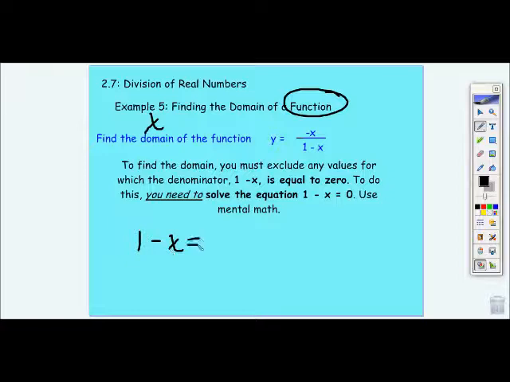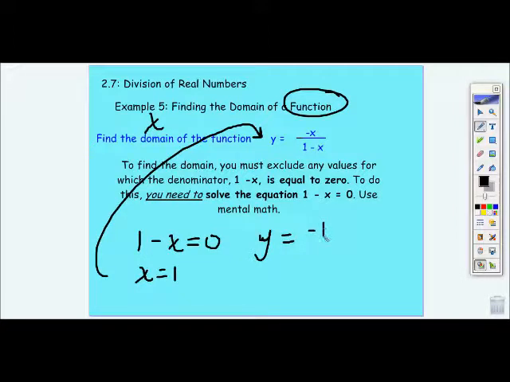So 1 minus x equals 0. So 1 minus what would give you 0? Well, 1 minus 1. So x is going to equal 1. And remember, x is your domain. So now that I've figured out that x is 1, I can plug it back in to the function. And y equals a negative x, so negative 1, over 1 minus a negative 1.